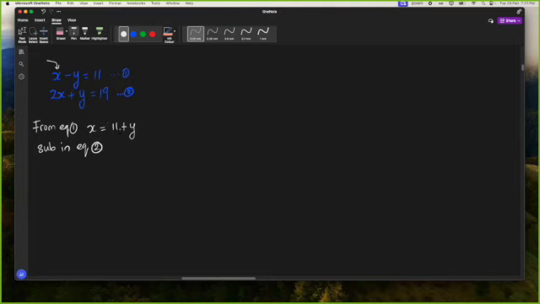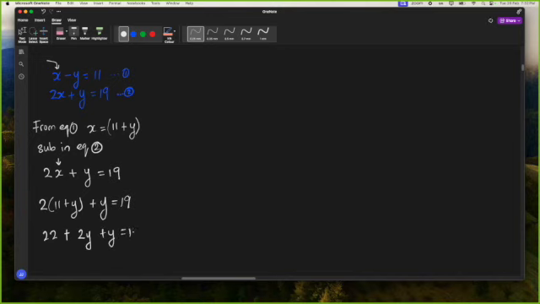So x is equal to 11 plus y. So what is equation 2? 2x plus y is equal to 19. Wherever I see x, I'm going to put this. So therefore that is 2x, which is 11 plus y, plus y is 19. So that is 2 times 11 is 22, plus 2 times y is 2y. Then I have plus y is equal to 19.